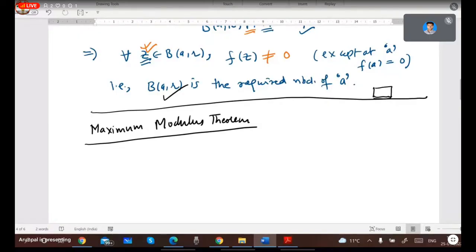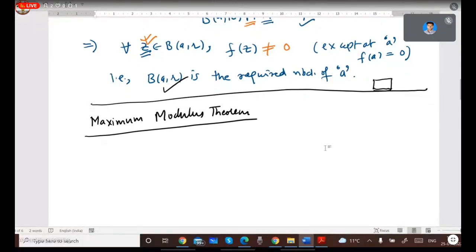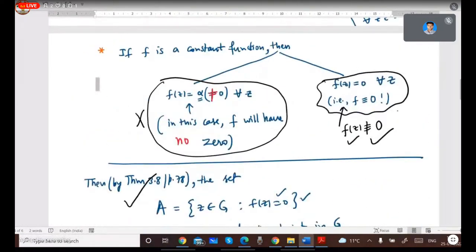Excuse me, sir. Yes. Sir, can you explain once again why we have taken it as 0, if a non-constant function is given? Okay, no issue. Just a minute. From here again, you are asking about this, right? You are talking about this one, this and this, right? Is this okay? You are talking about this?